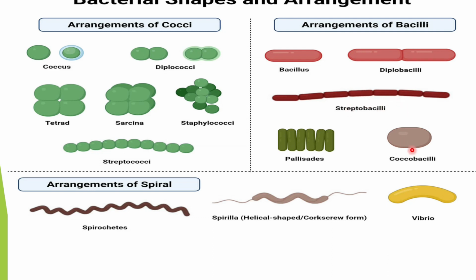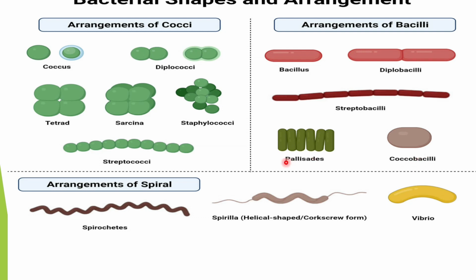Next is Coccobacilli. These are short compared to other bacilli and oval in shape. They appear just like a coccus, so it is known as Coccobacilli. Examples are Chlamydia trachomatis and Haemophilus influenzae.